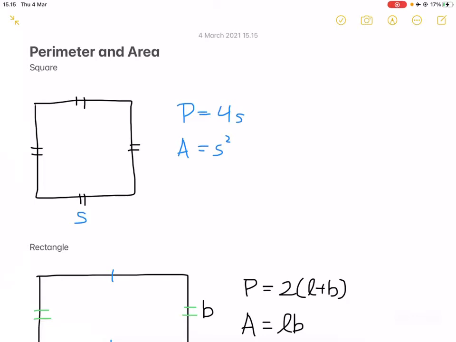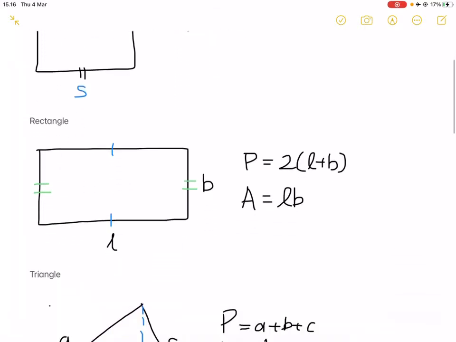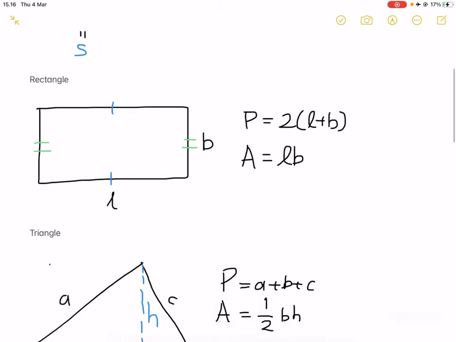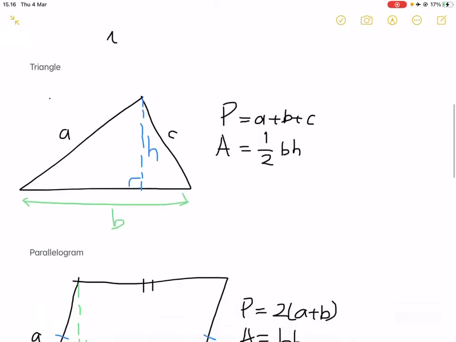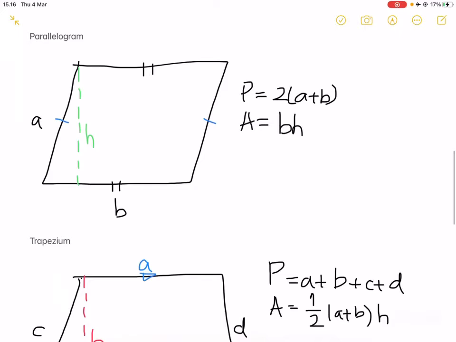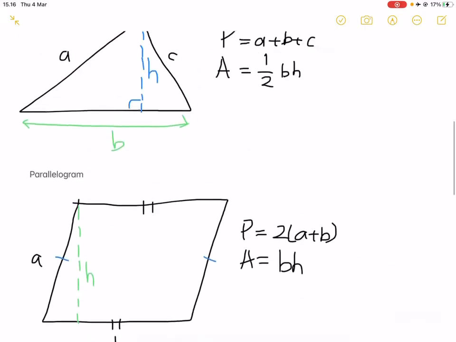Today we're going to look at perimeter and area of plane figures, or 2D shapes. There are many 2D shapes or plane figures that I'm going to talk about, and discuss the formulas and so on.